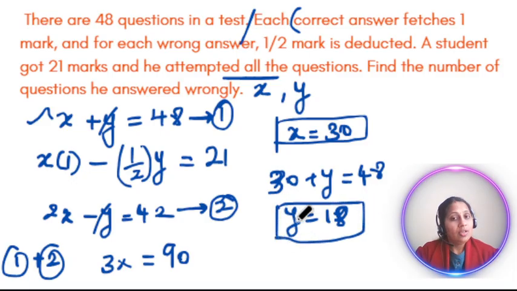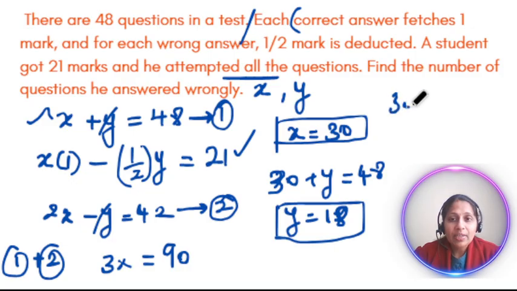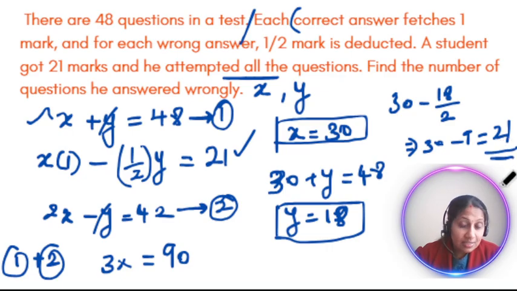Now is it over? Not yet, because we need to verify it once. Let us take our second equation. So x is 30, 30 minus y by 2. y by 2 is 18 by 2, which is 9. 30 minus 9, he has got 21 marks. Yes, that is right. Our answer is proved here. So simultaneous equations are as easy as linear equations. The only thing is you have to practice the methods like elimination, substitution or the graphical method.